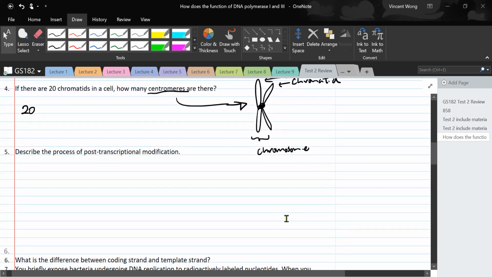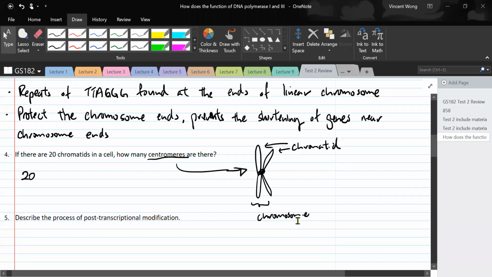Vincent, isn't it possible to be 10, because they have just 20 chromatids, right? So two are paired. Oh yeah, sorry, you're right. Thank you. One chromatid, two chromatids. So every two chromatids stick together at one centromere. So if there's 20 chromatids, you have to divide by 2. That gives you 10 centromeres.